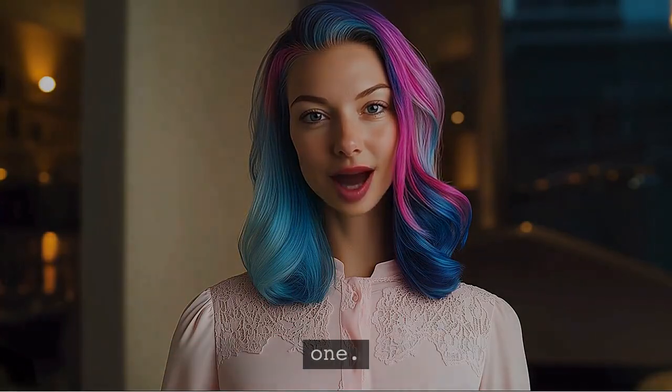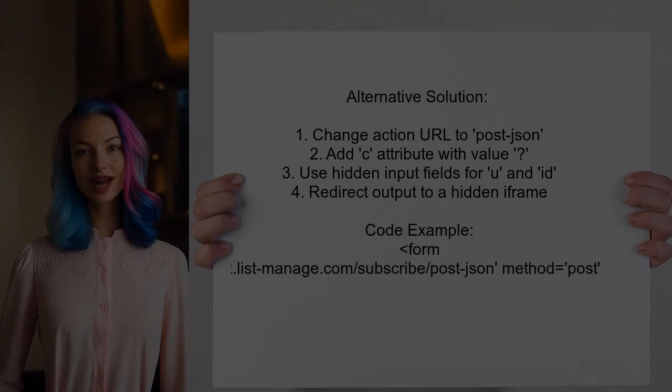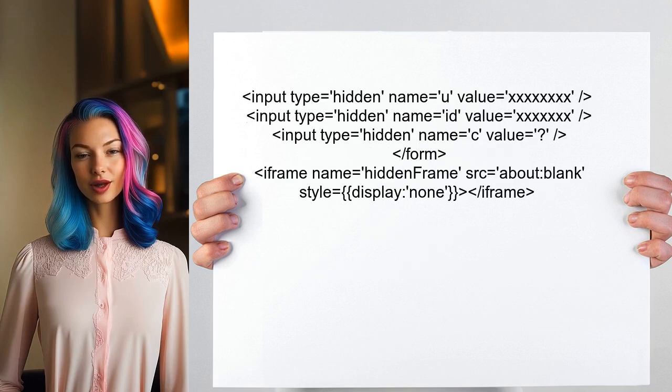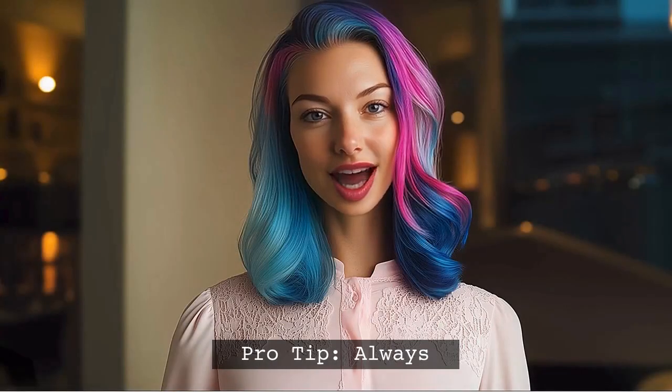Let's explore another one. An alternative solution suggests modifying the form action URL. Instead of using post, switch it to post.json. Additionally, include a C attribute set to a question mark along with the U and ID attributes as hidden input fields. This user also recommends redirecting the output to a hidden iframe to prevent a new page from opening with the JSON response. Here's the pro tip I promised.